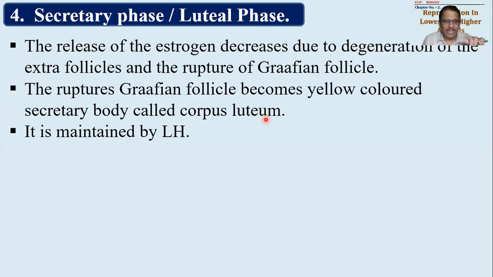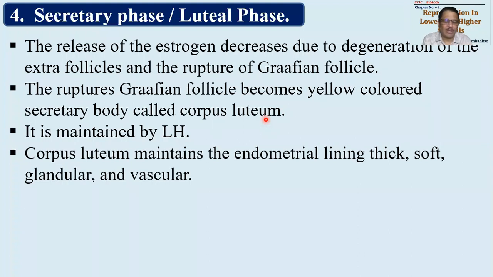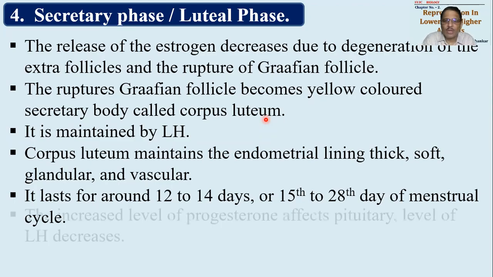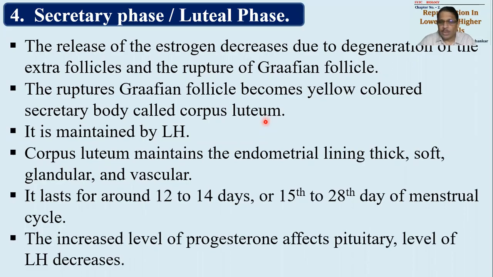तो endometrium को maintain करने का, thick maintain करने का और good condition में maintain करने का काम किसका है? progesterone का है. Okay, so ये सब feedback mechanism है. Corpus luteum will maintain the endometrium lining thick, soft, glandular and vascular. This stage lasts for around 12 to 14 days. Secretory phase or luteal phase will last for around 12 to 14 days, means from day number 15 to day number 28. Okay, but now again new cycle is to be start.